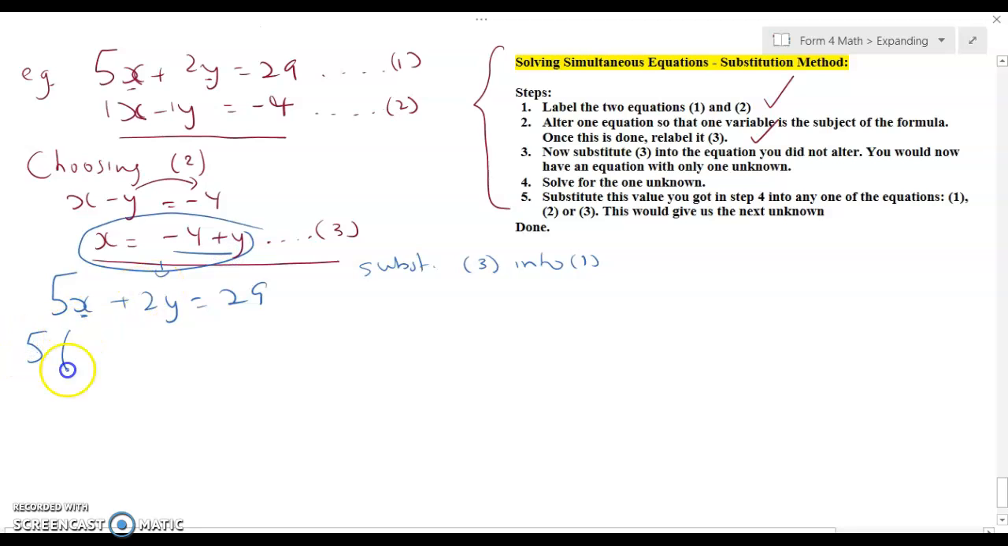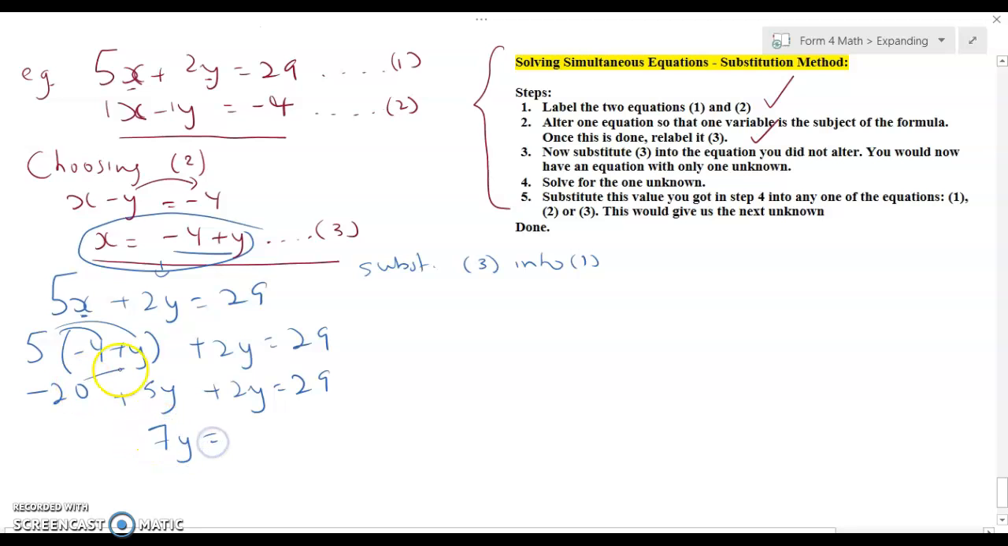I'm going to write 5 bracket minus 4 plus y, plus 2y is equal to 29. So this will be minus 20 plus 5y plus 2y is equal to 29, which would end up being 7y is equal to, I'll send this over here, 29 plus 20. 7y is equal to 49. So then y is 49 on 7, 7.